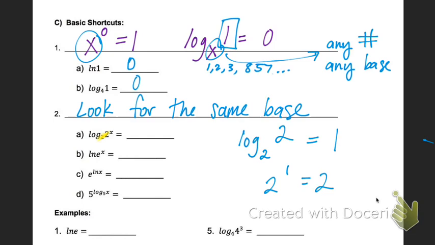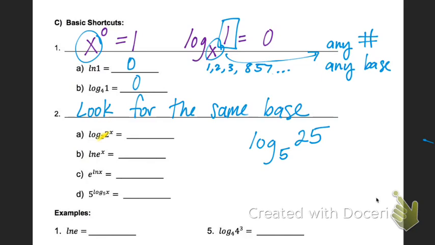So if I gave you another one, if I said log base 5 of 25, that would be like saying log base 5 of 5 squared, right? And these would then cancel to be 1.